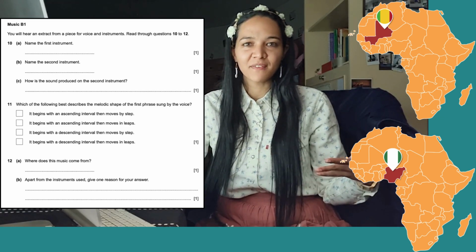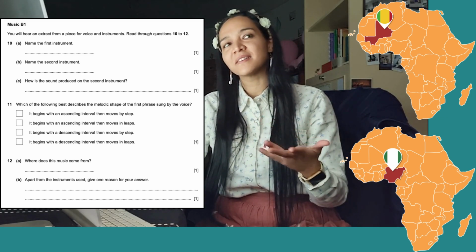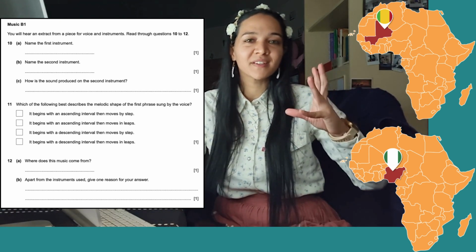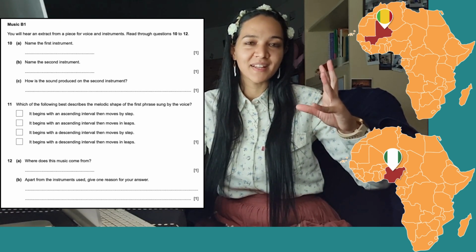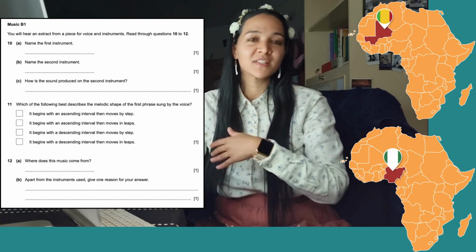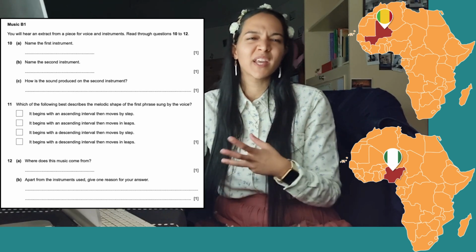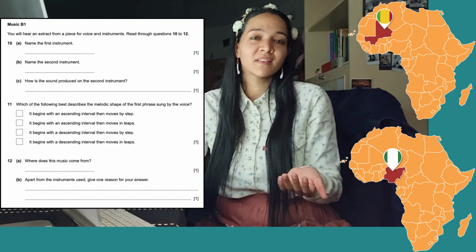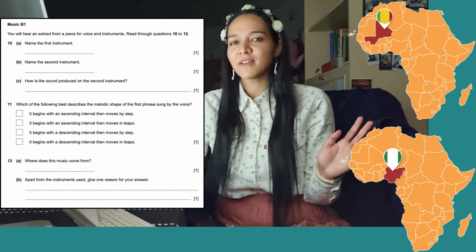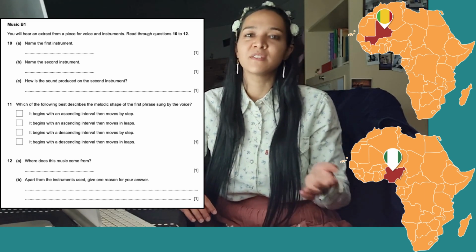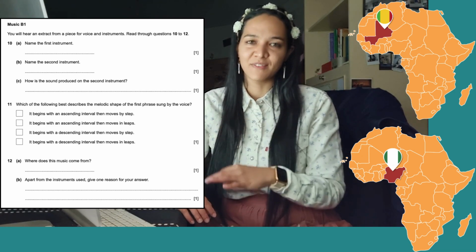And of course, we're dealing with African music today. There are 54 countries in Africa as a whole, so we're not going to be asked to directly identify the specific country. We can just say Africa. And depending on which instruments we hear, we can maybe specify a certain region, if we can do so. But otherwise, Africa is good enough. And then apart from the instruments used, we need to give a reason for why we named this extract as an African extract. So let's dive into our listening and then we can answer these questions.